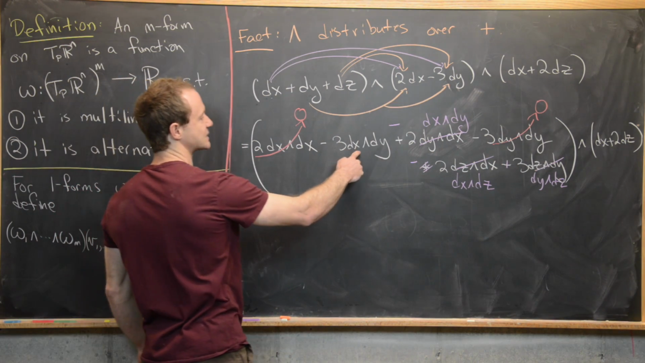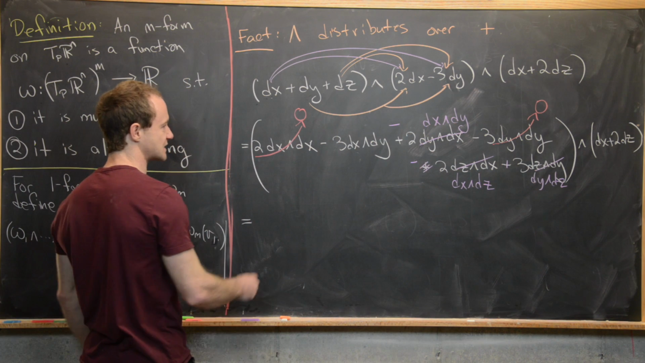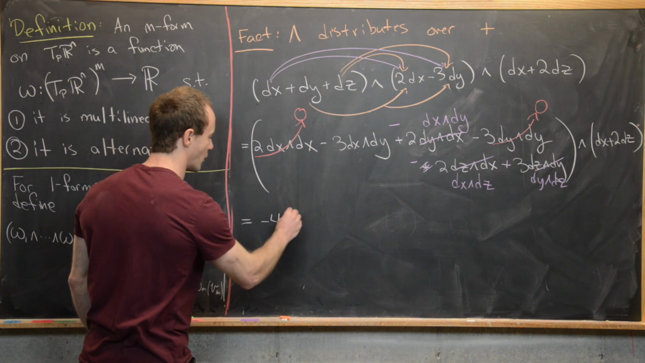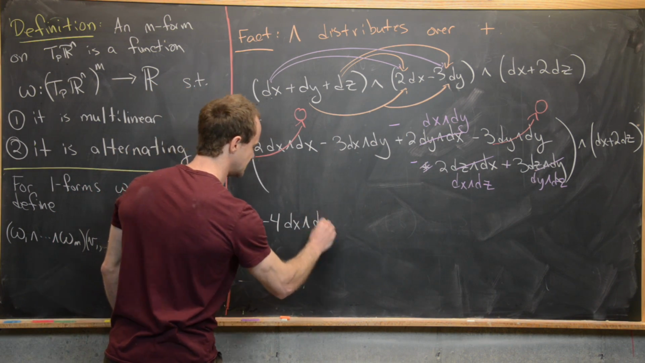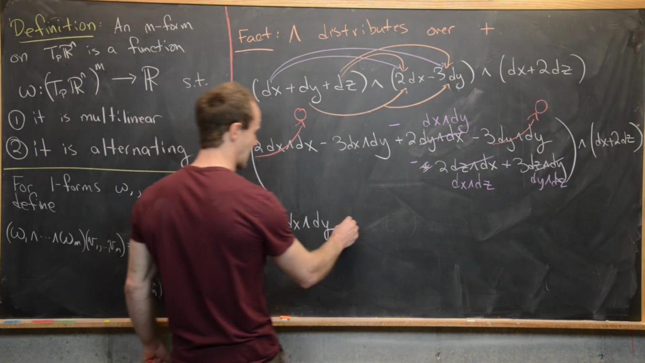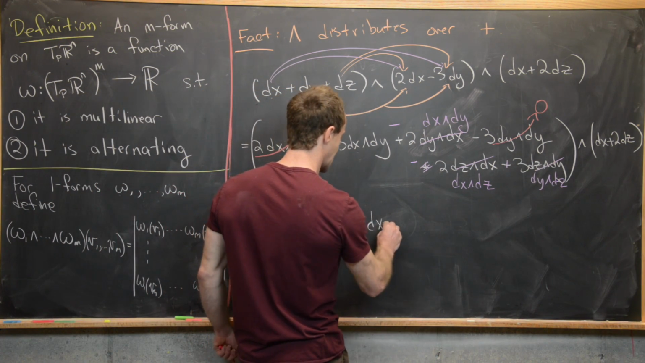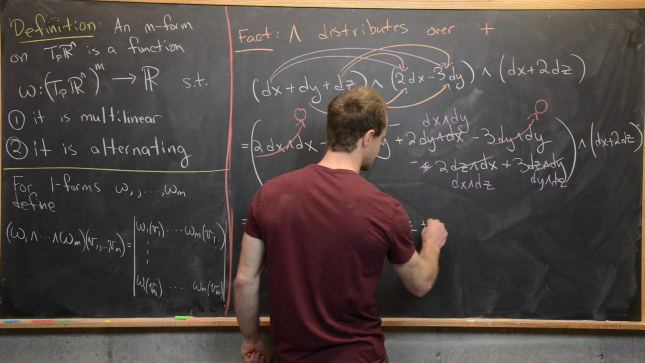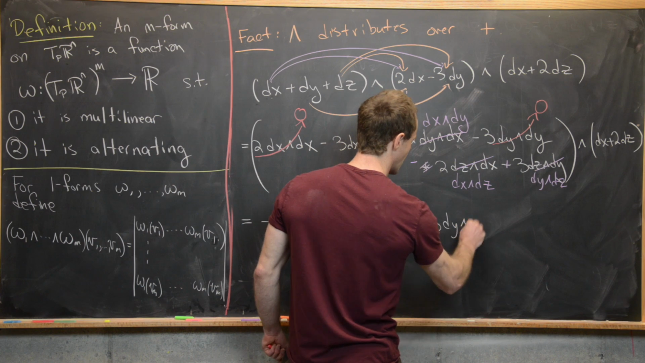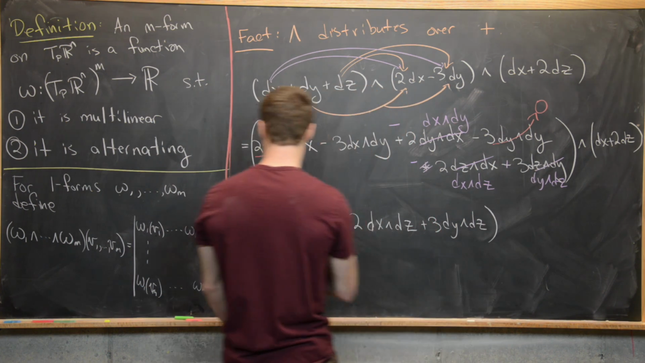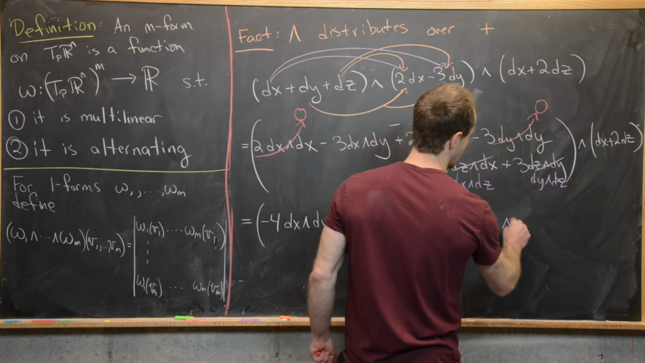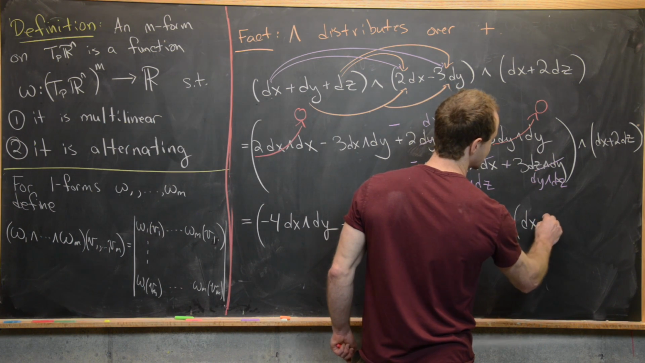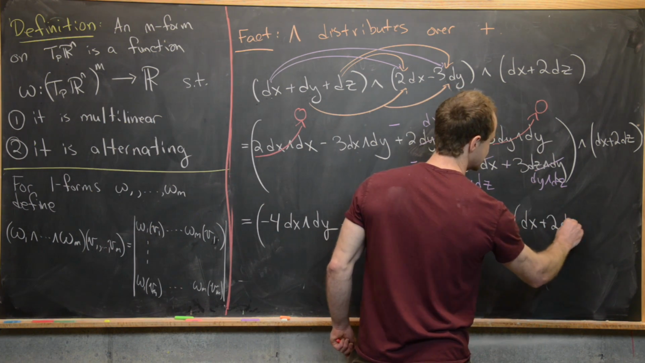Okay, so let's see what we have when all is said and done here. We have 3 dx wedge dy minus another dx wedge dy, so that's going to be minus 4 dx wedge dy. And then notice we're going to have minus 2 dx wedge dz. So that's what we get for this one. And then plus 3 dy wedge dz. Great.